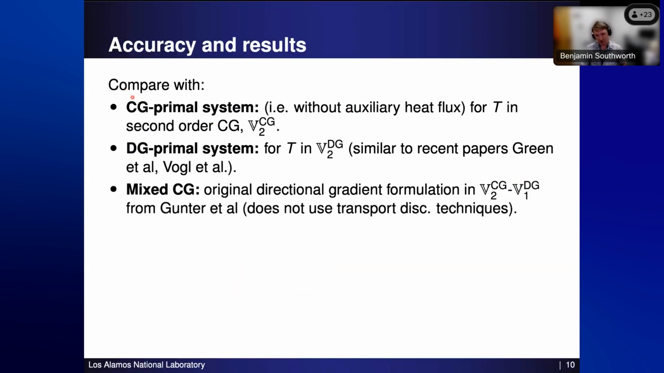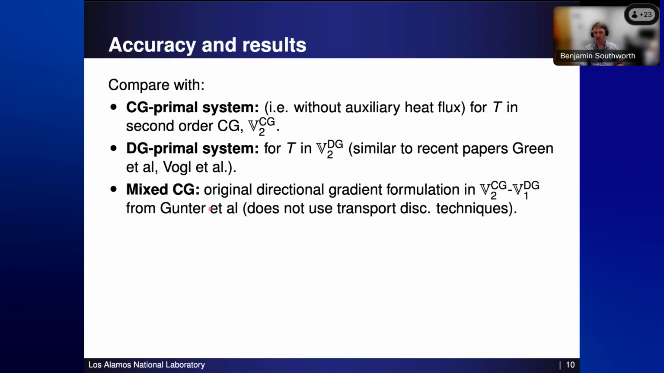And so what we compare with is three different systems. We have a CG primal system, so that's continuous Galerkin, second order elements in the typical second order formulation for the problem. We do the same with the DG primal system, and this has been used recently in some papers using FEM, and also Chris Vogel and Milan and Elon looked at AMR using this kind of discretization. And then we use a mixed CG formulation. So this was the original directional gradient formulation in the literature as far as we know. This was maybe 10 years ago or something.